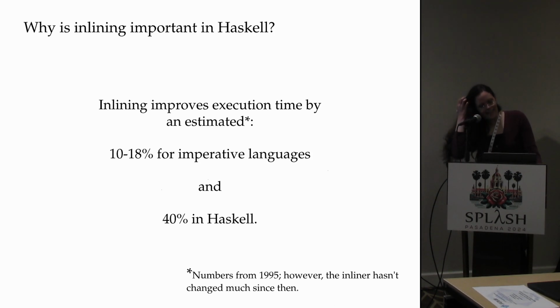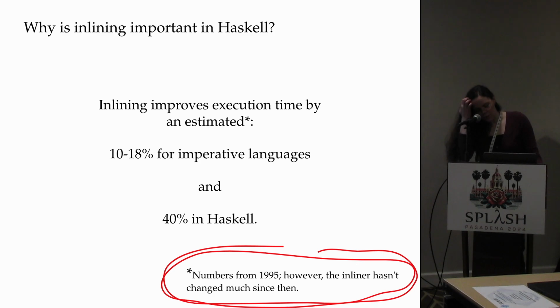So why is it that inlining is important in Haskell? If we look at imperative languages, about 10 to 18% of their performance improvement comes from inlining, whereas in Haskell, about 40% of performance improvement comes from inlining. And I want you to take note that these numbers came from some work that was done in 1995. But the inliner in GHC has not significantly changed since then.